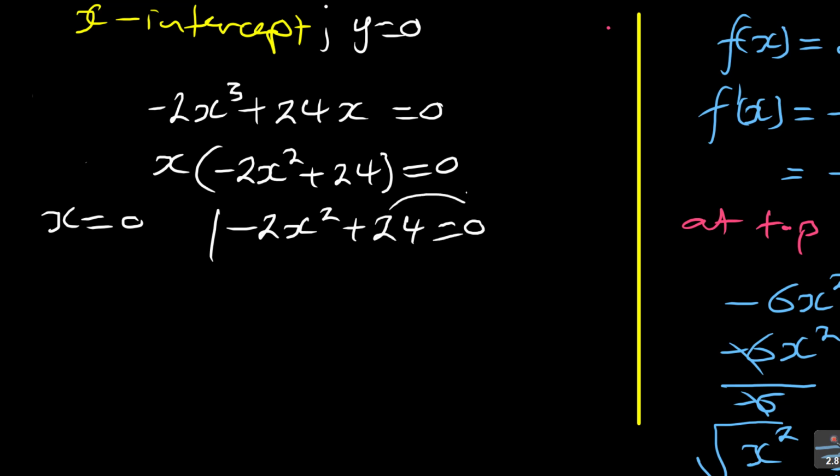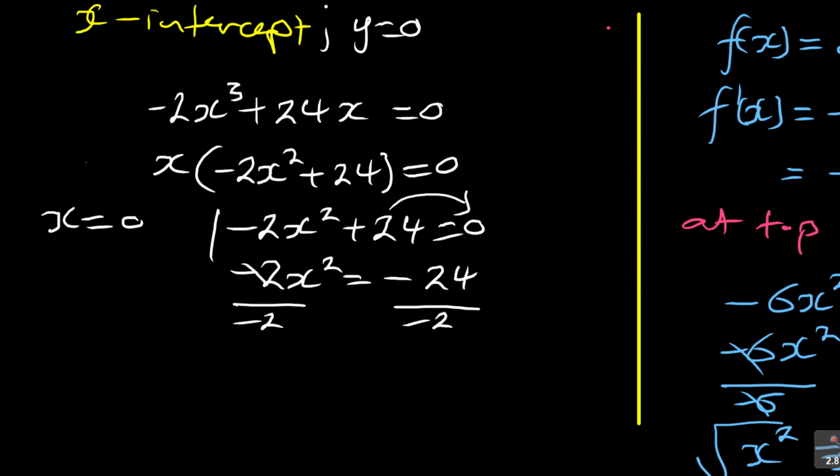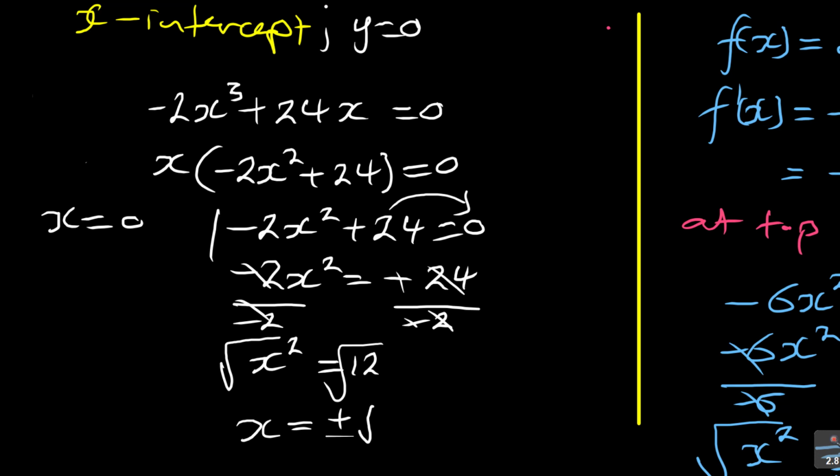Take 24 to the other side, it is minus 2x squared is equal to negative 24. Divide by negative 2, divide by negative 2. When you do that, you have got your x squared is equal to 12, the negative neutralized there. Half of 24 is 12. Then from here you square root both sides. So x is equal to plus or minus square root of 12.